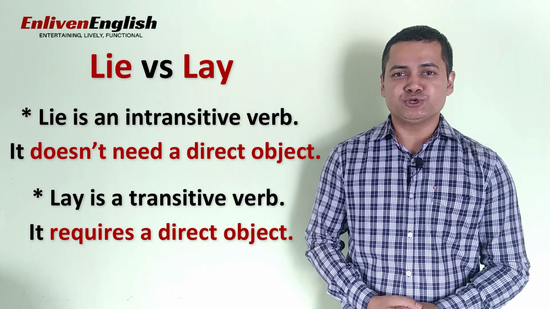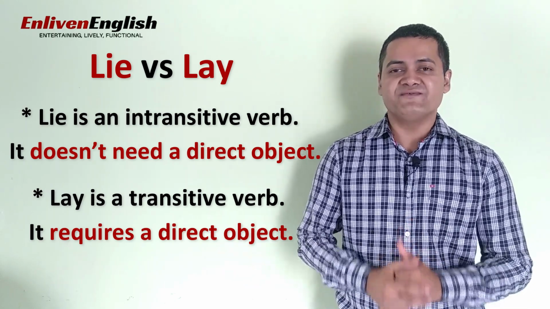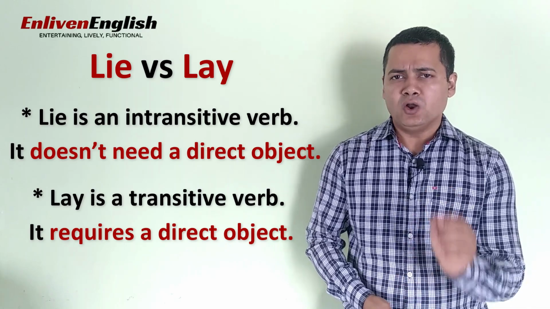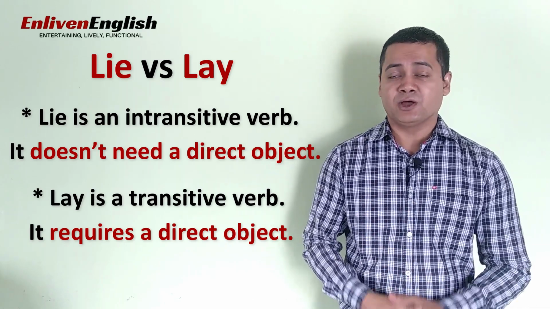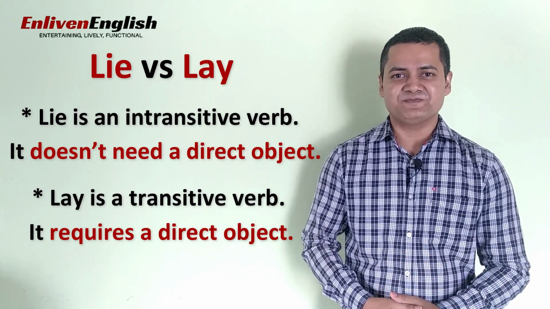The other thing that we need to remember is verb lie is not followed by an object. However, the verb lay is always followed by an object. Now let's apply these two rules to frame some sentences and gain clarity.